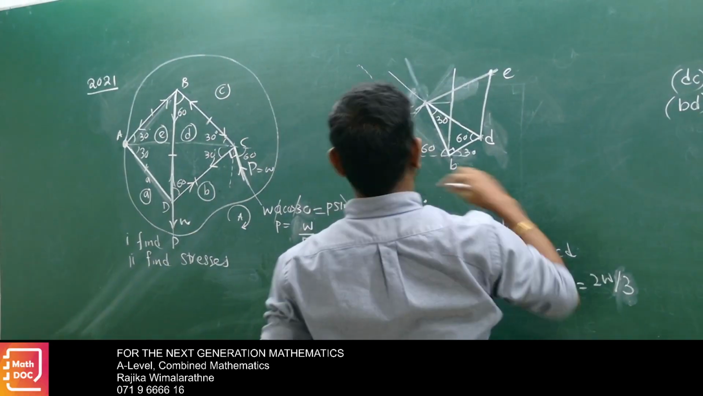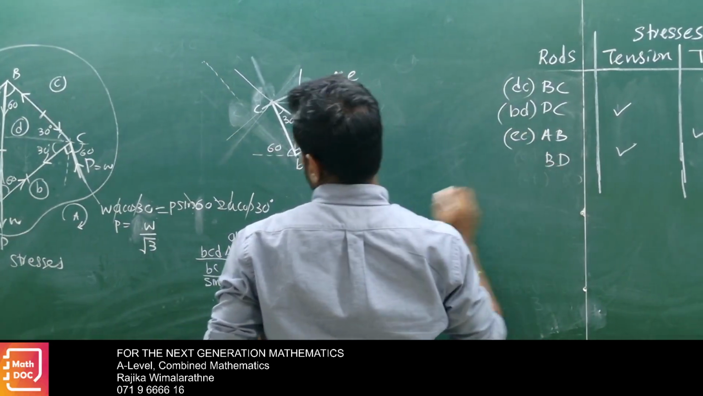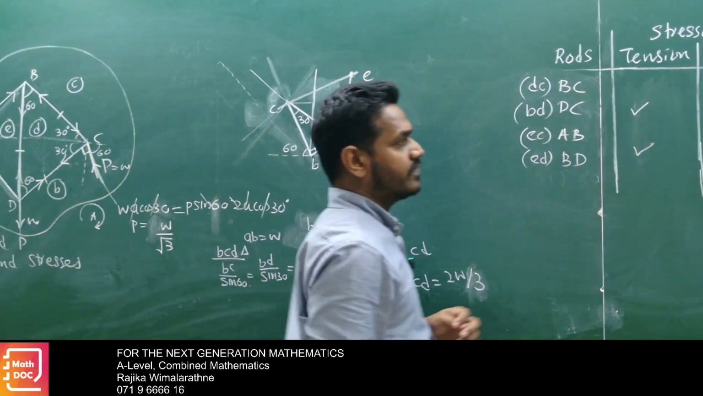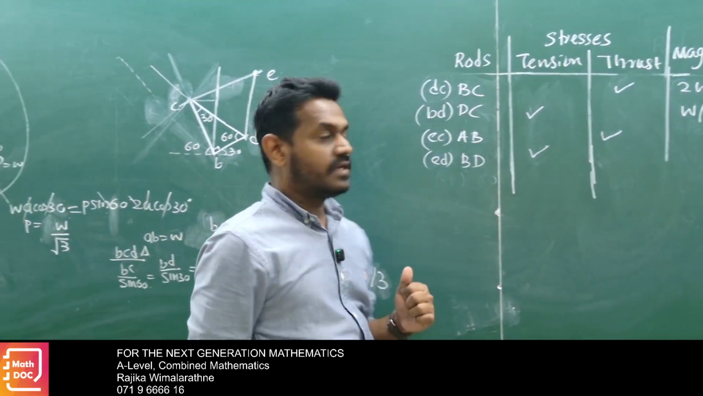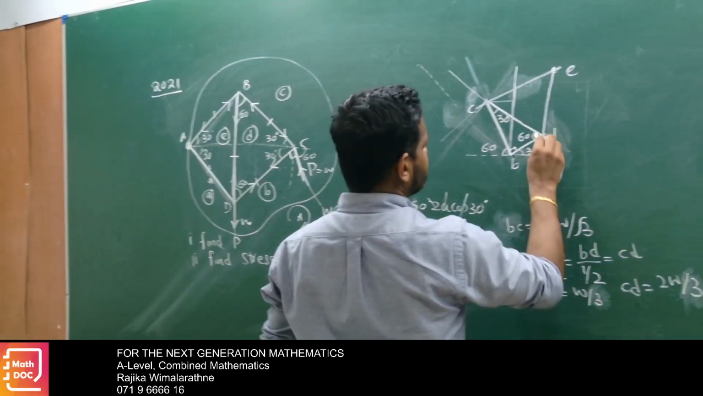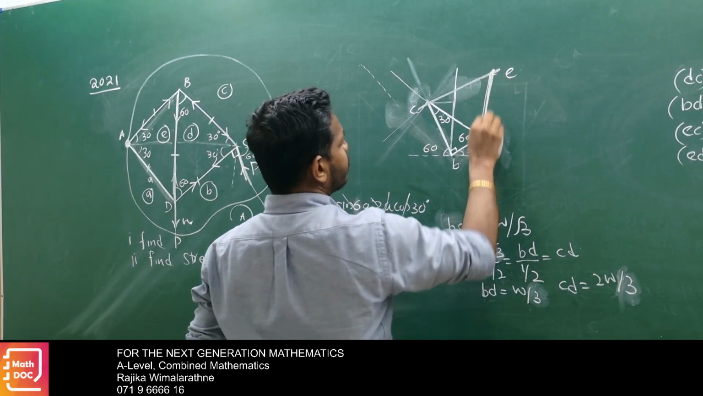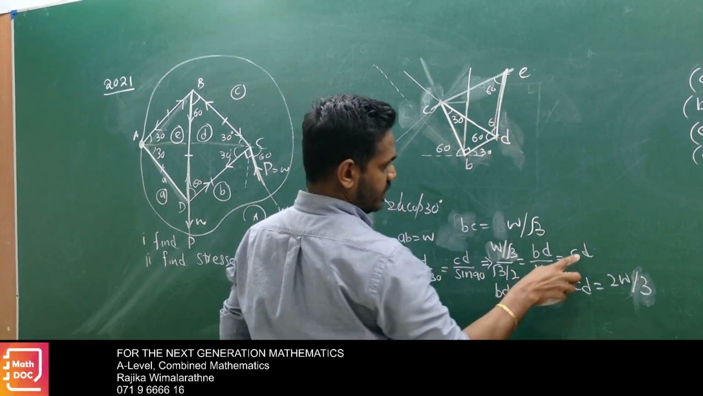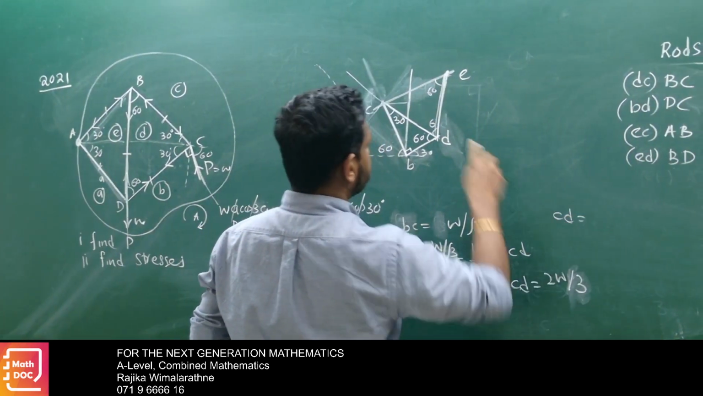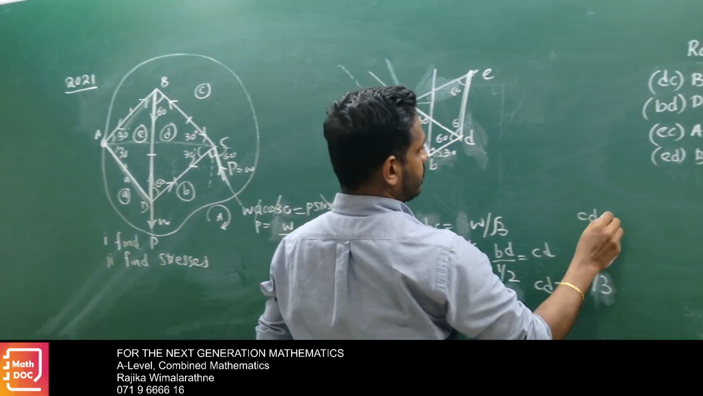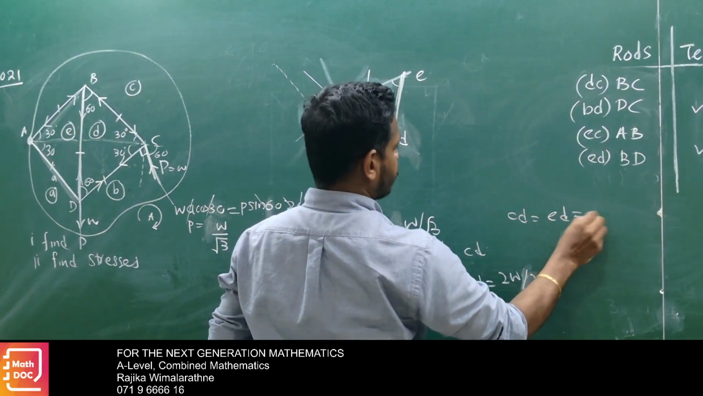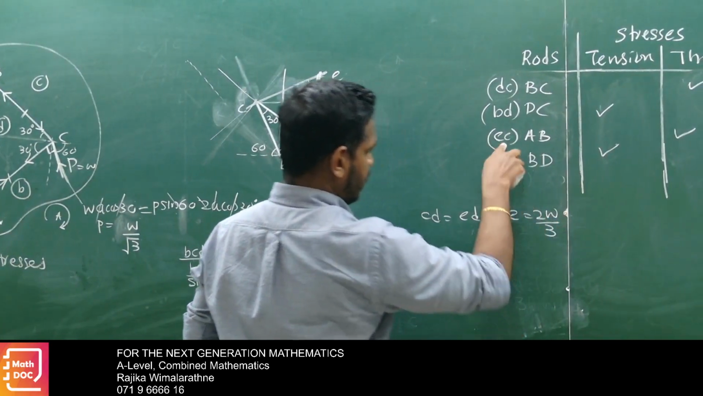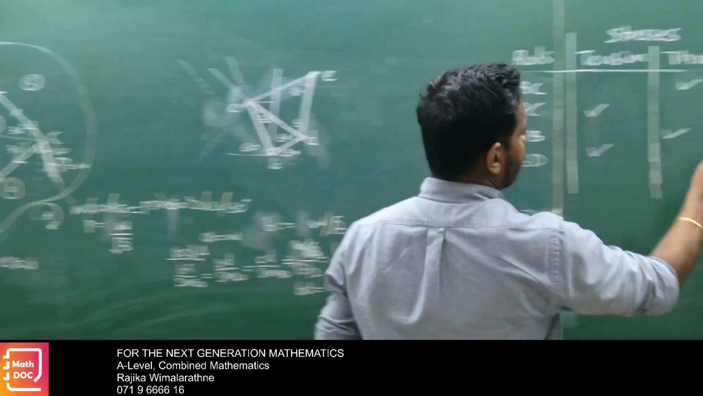AB rod, EC; BD rod, ED. Okay. Then find the values here. Here we can see an equilateral triangle now. Here 60, here 60. CD equals ED and CE. Then CD equals 2W over 3. EC, ED are both 2W over 3.